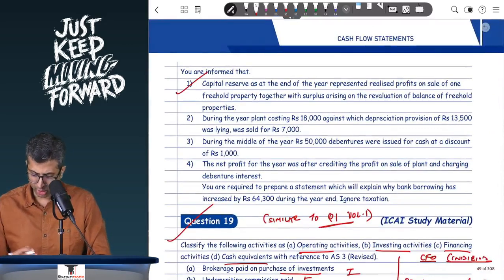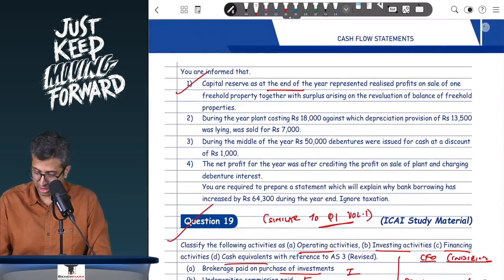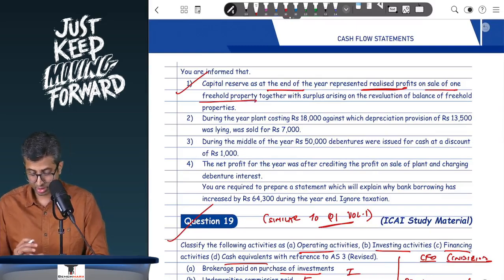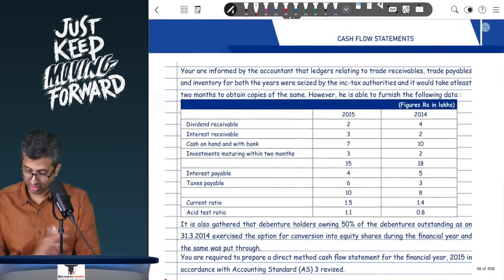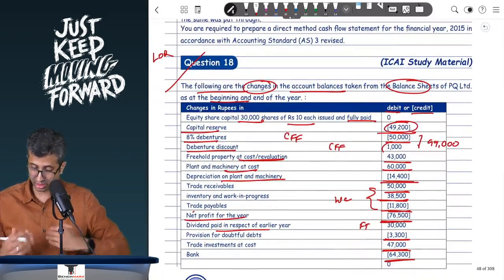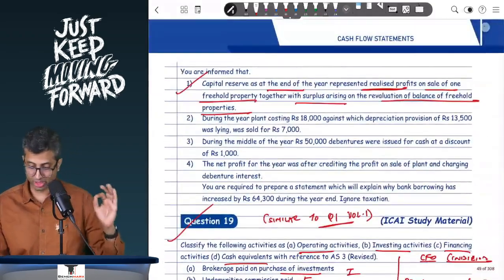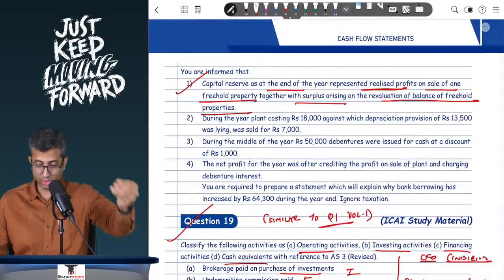What are you given? Point 1, capital reserve as at the end of the year represented realized profits on sale of one of the freehold property. So there is realized profit on sale of one of the property together with surplus arising on revaluation balance of the properties. So when you look at the capital reserve, this is 49,300. That is an increase. This is a cumulative increase on account of revaluation as well as sale of property.